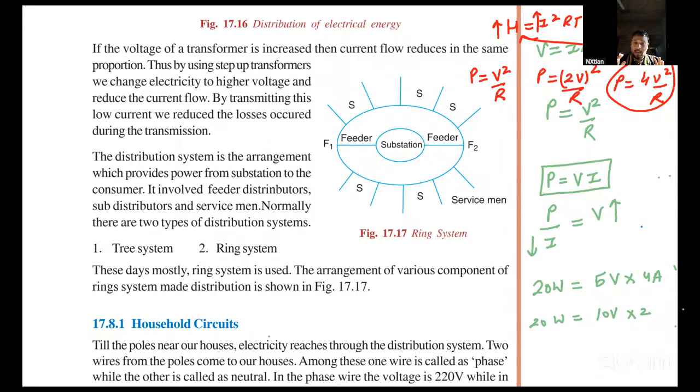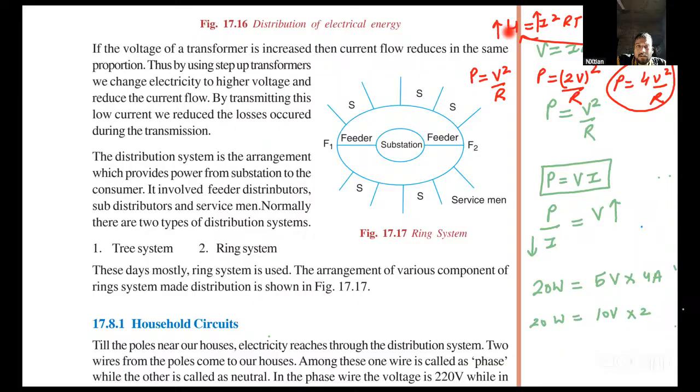See here, what we are doing while transmitting, we don't want to change the power. So we keep the power same, like 20 watt and 20 watt. When we increase the voltage, the current should decrease. So keeping the power formula same, when we increase the voltage, the current is less. Hence, if current is less, then in I square RT, the I is less, so heat generated is less.